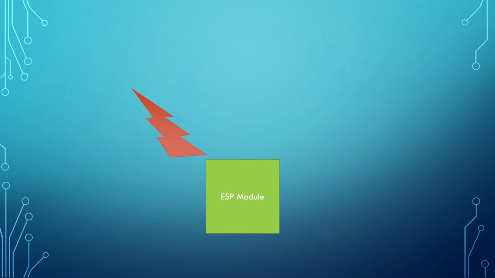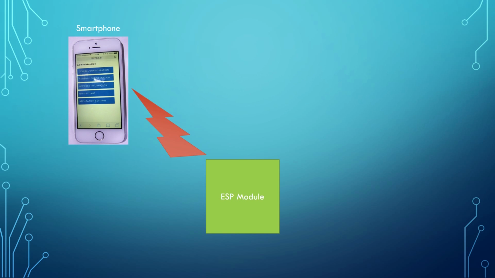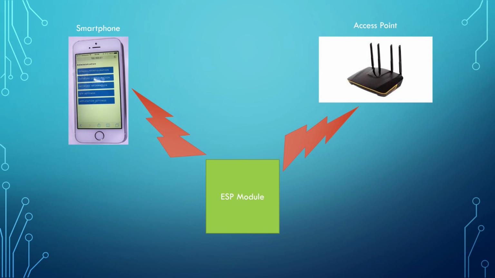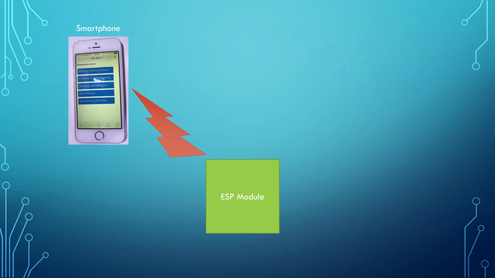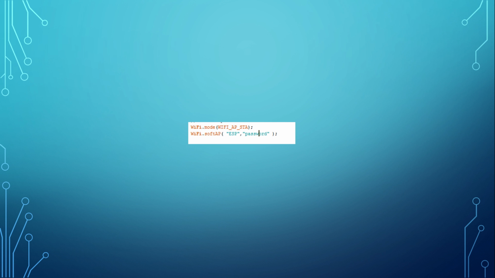Each ESP module can establish its own subnet, or it can connect to your access point, or both together. For an IoT platform, the ESP has first to create its own subnet, because it has no information about the access point to connect. We start this mode with the two commands on the screen. You can omit the password if you wish. I choose the name ESP and no password.